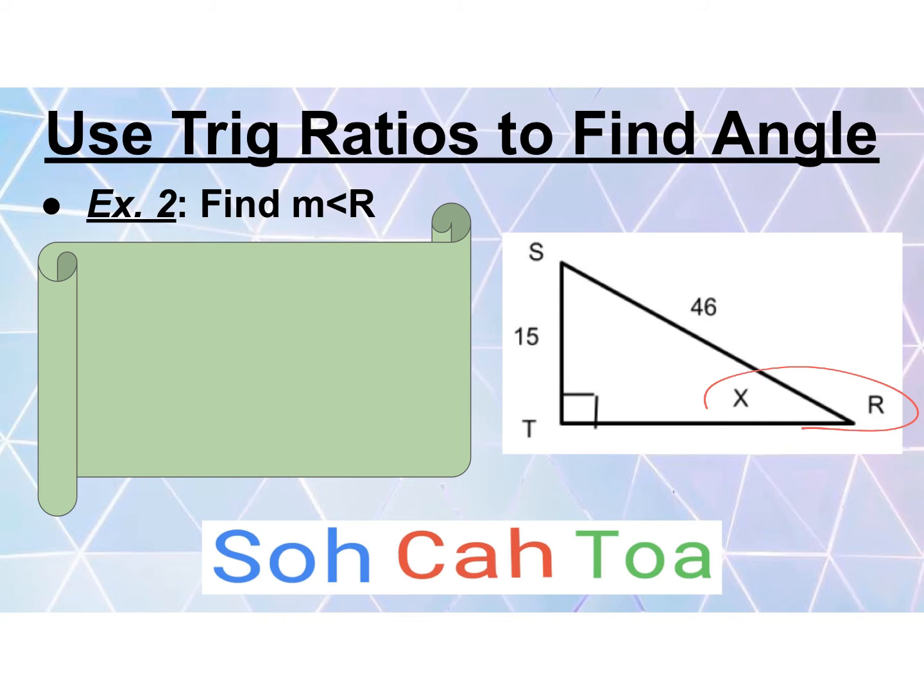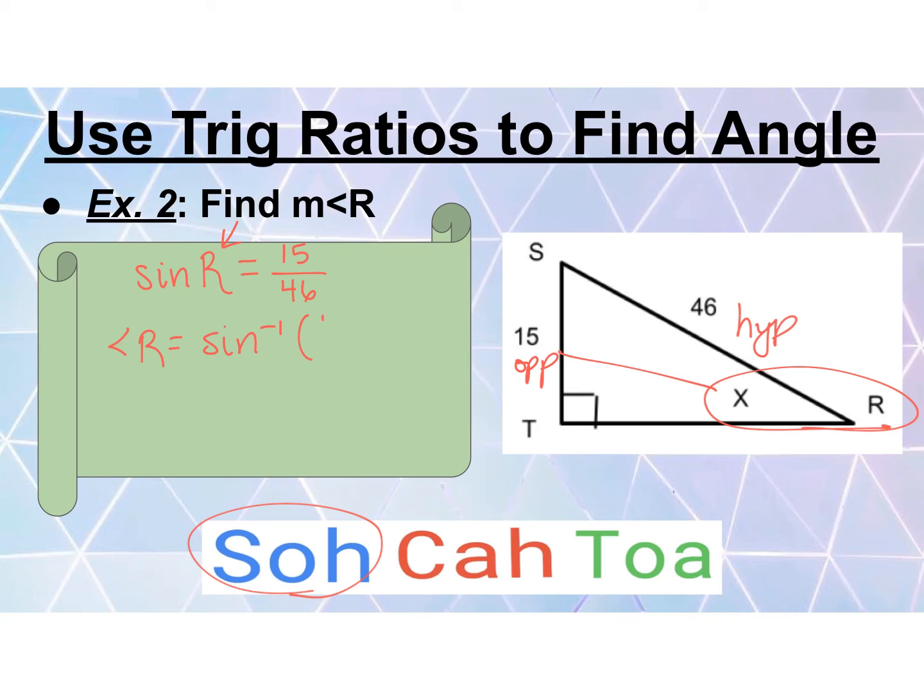Let's look here at angle R. We don't know what angle R is. I have opposite and hypotenuse, so this is another sine ratio. So I'm going to say the sine of R equals opposite, which is 15 over 46. I'm trying to get to angle R, so angle R equals the inverse sine of 15/46. Do that on the calculator, and you should get 19 degrees. As a reminder, with the angles, we can round to the whole number.